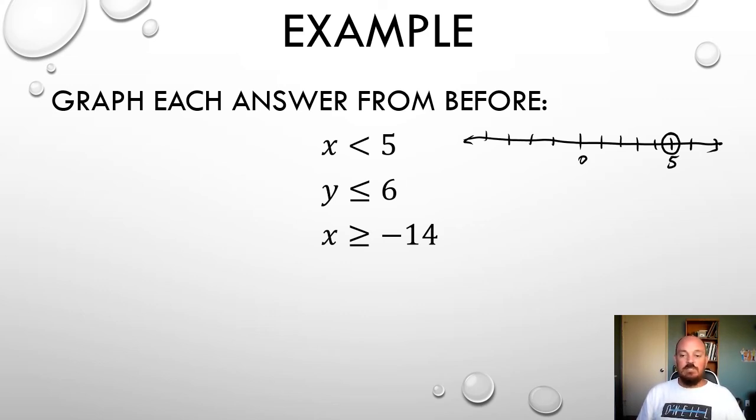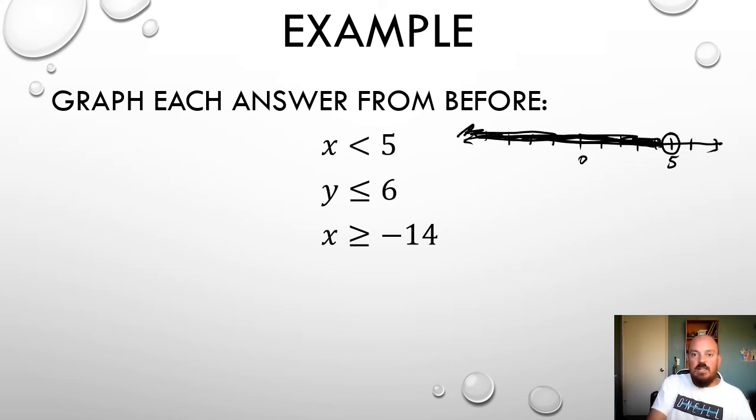And then the answer was less than, which is to the left. So I'm going to shade in, just darken, all the numbers less than 5, and I'm going to end with an arrow pointing that way. That's what the graph of x is less than 5 looks like: open circle on 5, darken or shade everything to the left of 5.